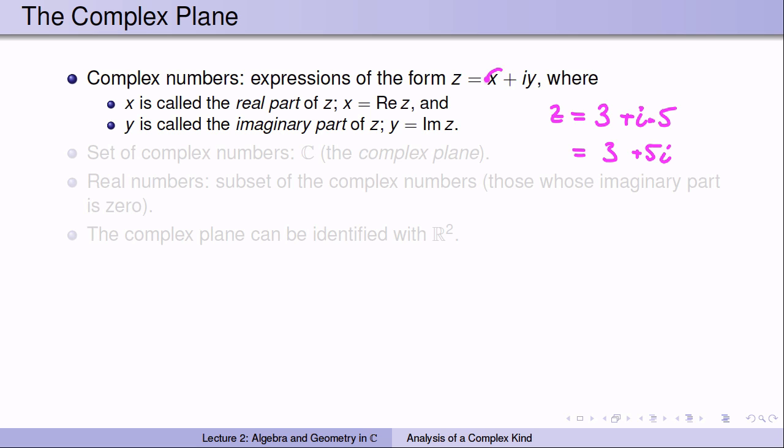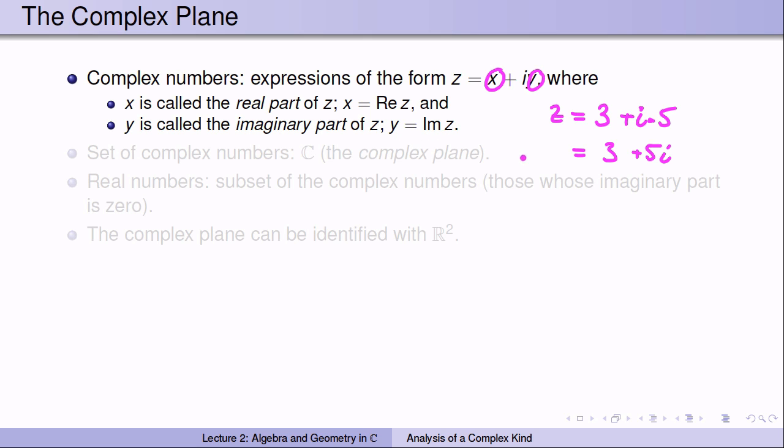x, this first number right here, is called the real part because there's no i attached to it, whereas y, the second number with the i in front of it, is called the imaginary part. Or in short, x is Re of z, the real part of z, and y is Im of z, the imaginary part of z.